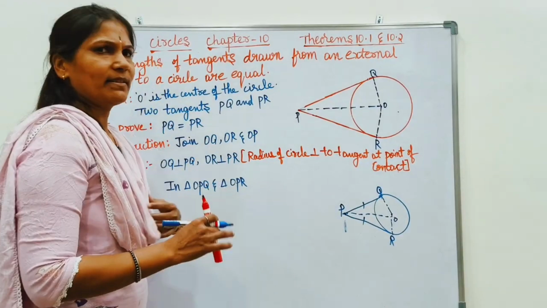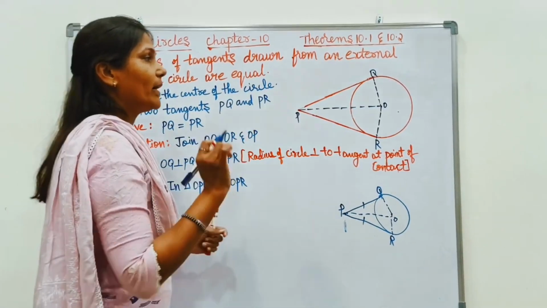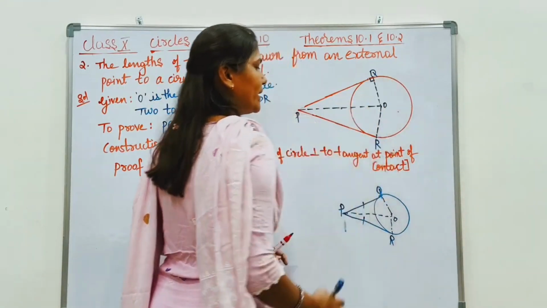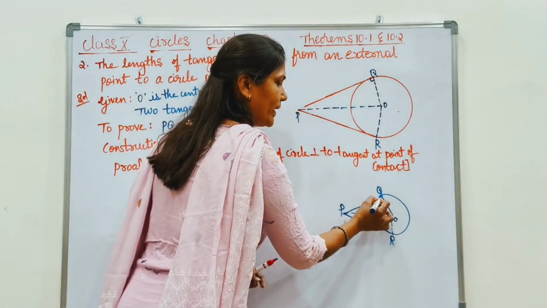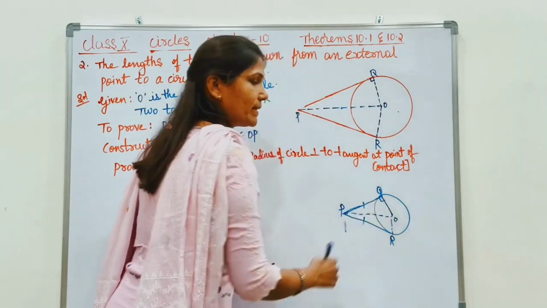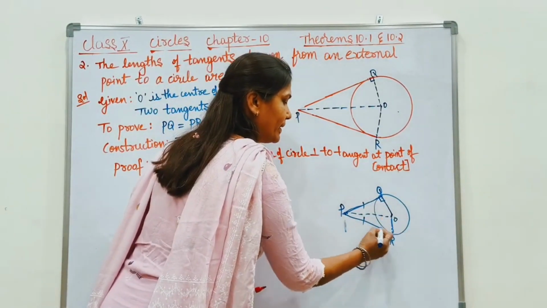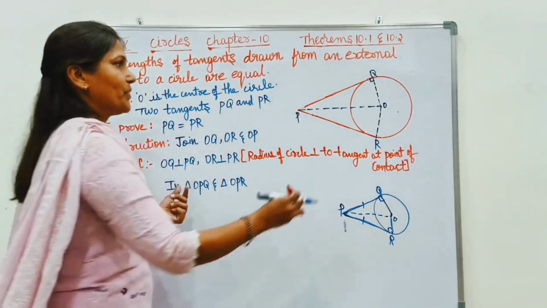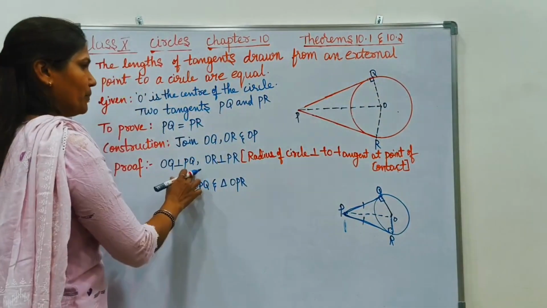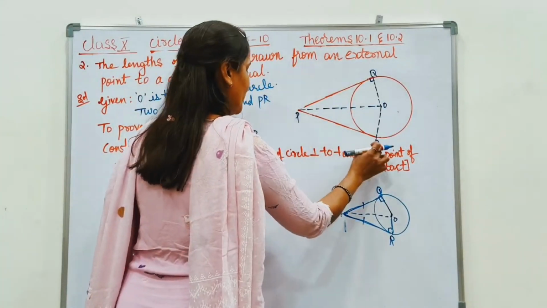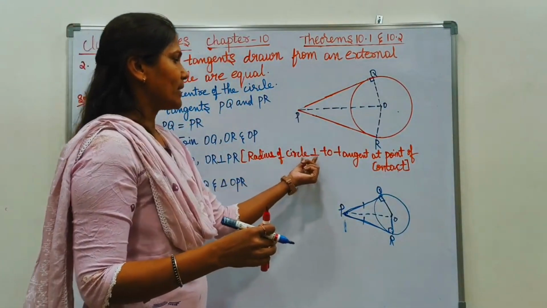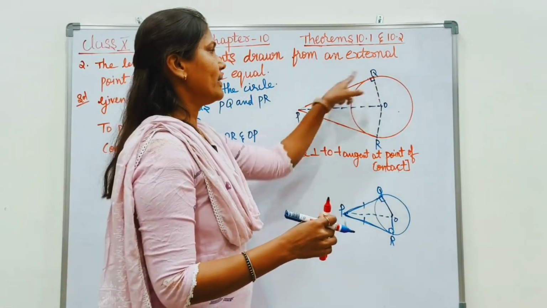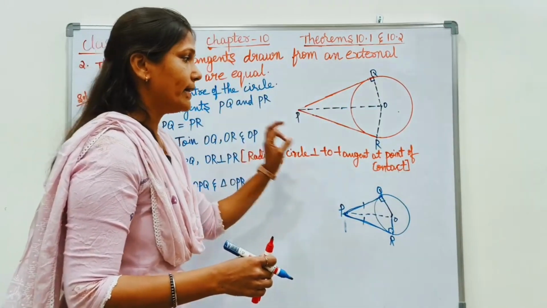So what is the proof? This is a simple and easy theorem. See here, we already did theorem 1. Radius and tangent meeting place is how many degrees? 90 degrees. This concept you first write. See here, OQ is perpendicular to PQ. Next, OR is perpendicular to PR. What is the reason? The radius of the circle is perpendicular to the tangent at the point of contact. This is theorem 1.